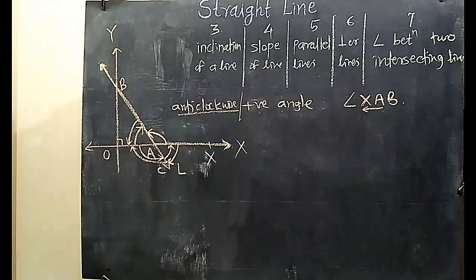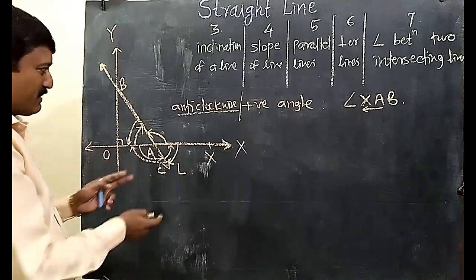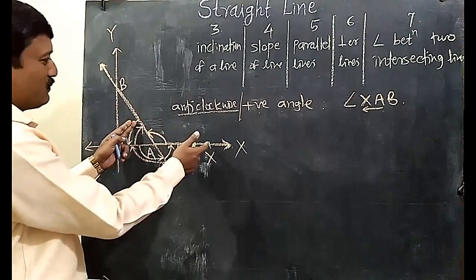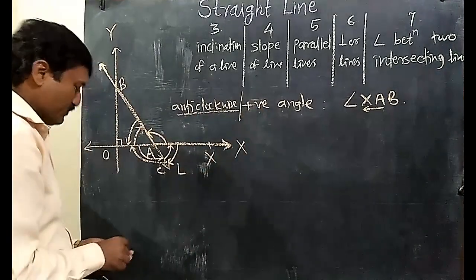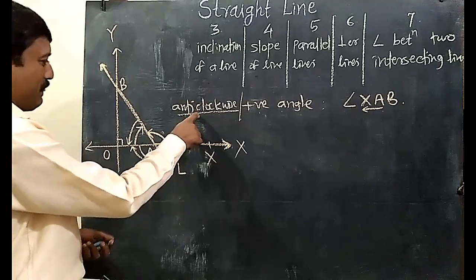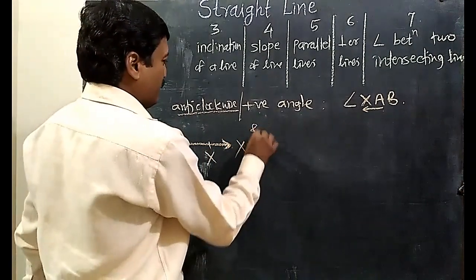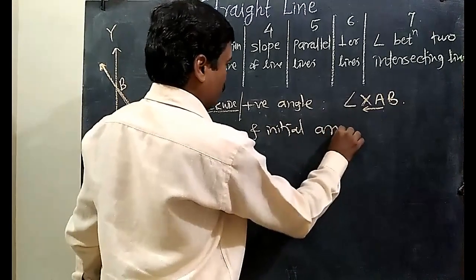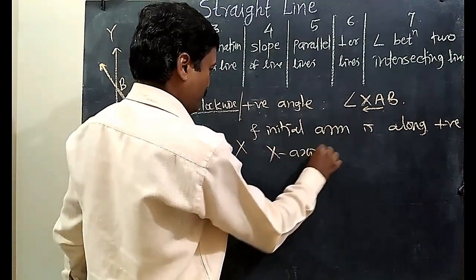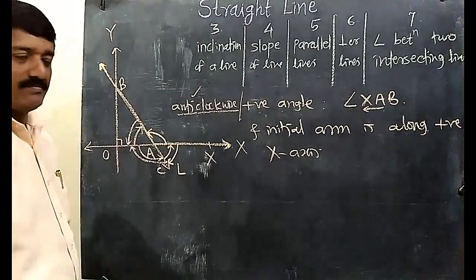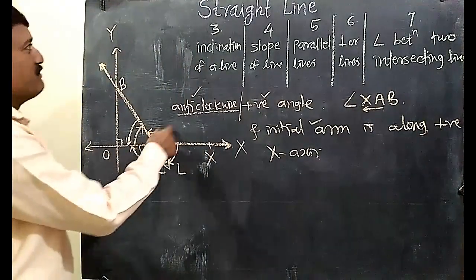This is the angle we call the inclination of a line. The remaining are angles made by the line with the x-axis or y-axis, but this is the unique angle made by the line with the positive direction of the x-axis, and that angle is also positive. So these are the three conditions: the angle should be anti-clockwise, meaning positive, and its initial arm should be along the positive x-axis. Then that angle is said to be the inclination of a line.